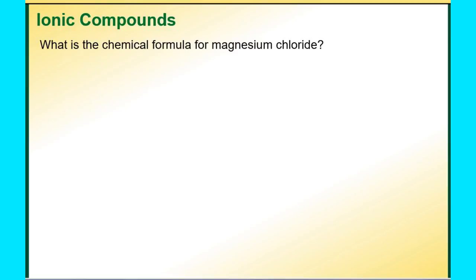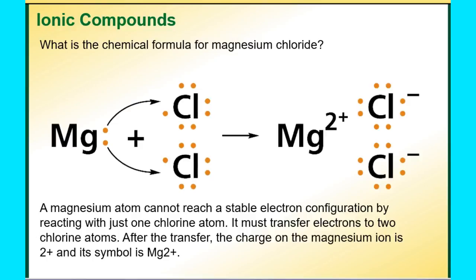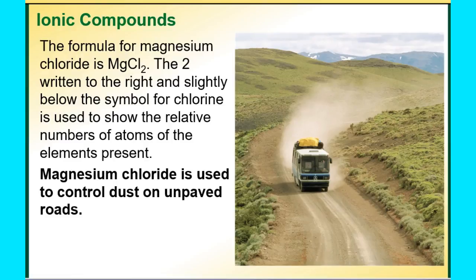What is the chemical formula for magnesium chloride? A magnesium atom cannot reach a stable electron configuration by reacting with just one chlorine atom. It must transfer electrons to two chlorine atoms. After the transfer, the charge on the magnesium ion is 2+, and its symbol is Mg2+. The formula for magnesium chloride is MgCl2.